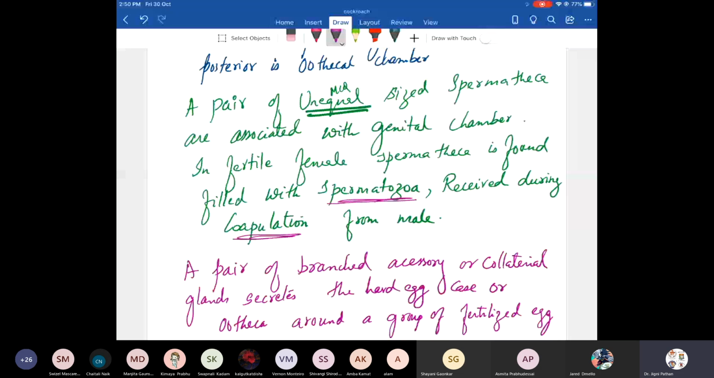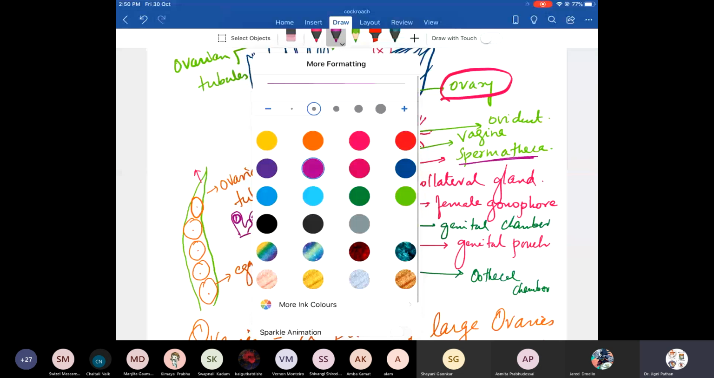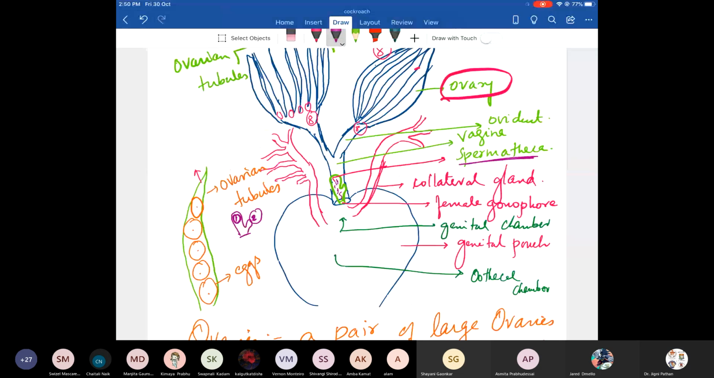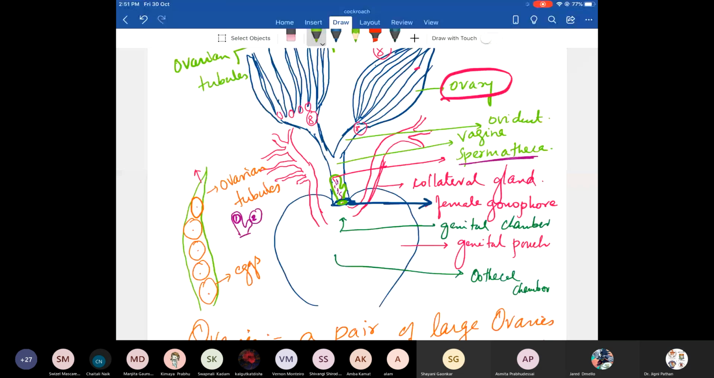Yeah, I'll tell you. See, spermatheca is present above the oviduct. Are you understanding? Spermatheca is present above. Spermathecal pore is different. Female gonopore is different. There are two things you should know. This blue color, let me draw. This blue color is the female gonopore, and this, let me draw in green. Yeah. This green color inside it is a spermathecal pore. Is it clear, Komal?